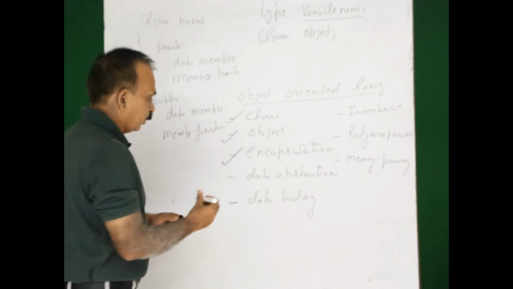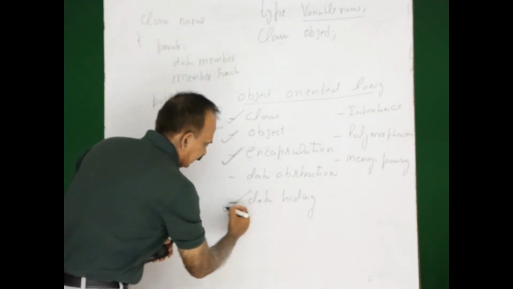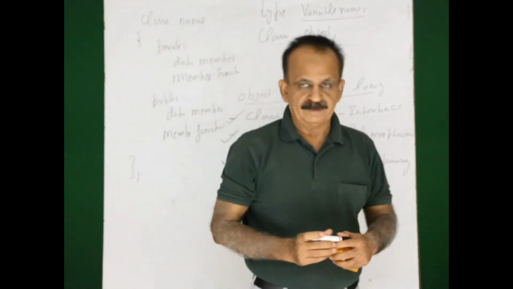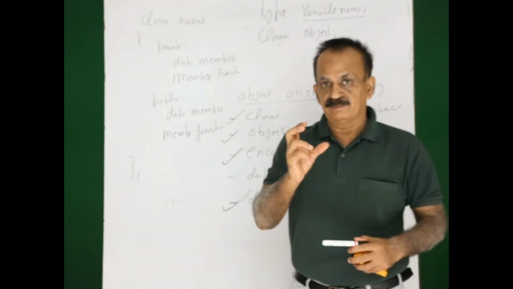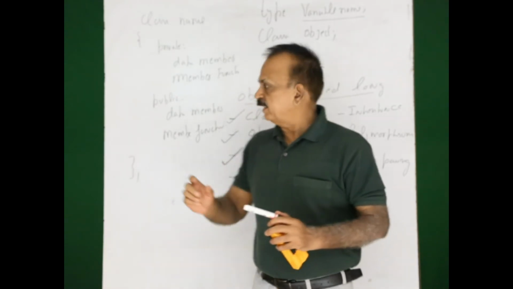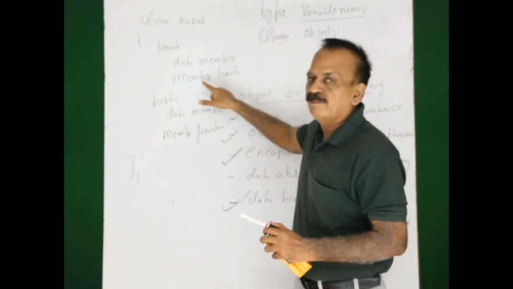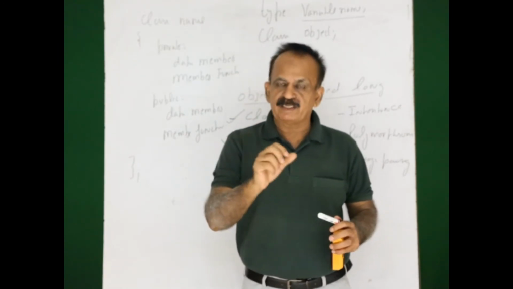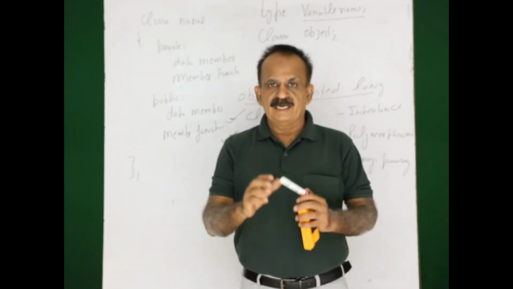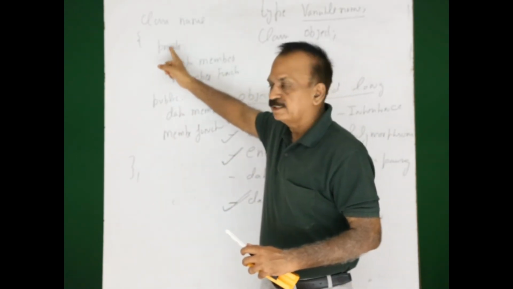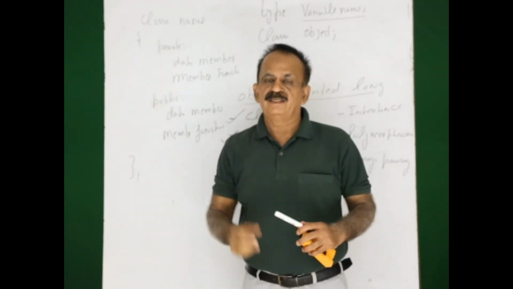Another very important word is data hiding, the feature which is related to object-oriented programming. Now some of the data items cannot be accessed directly in the program; they are accessed with the help of member functions, that is, with the help of the functions of that particular class. They cannot be directly accessed in the program. Such members are known as the private members of the class.